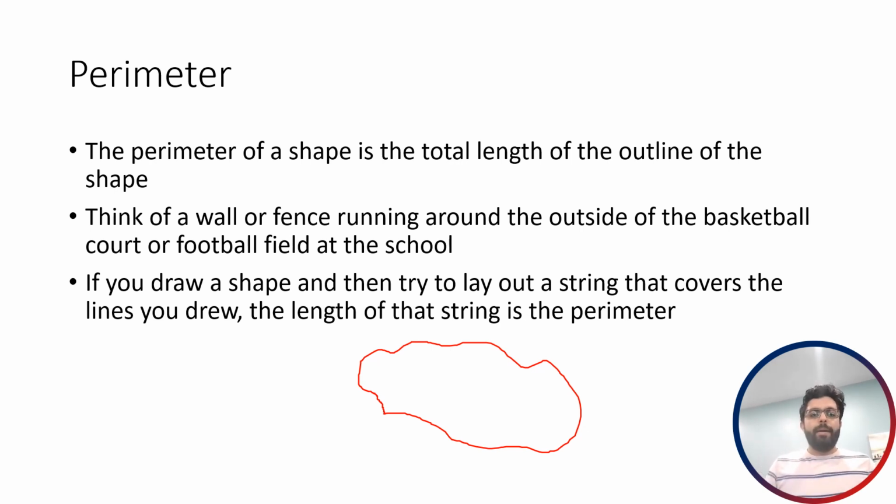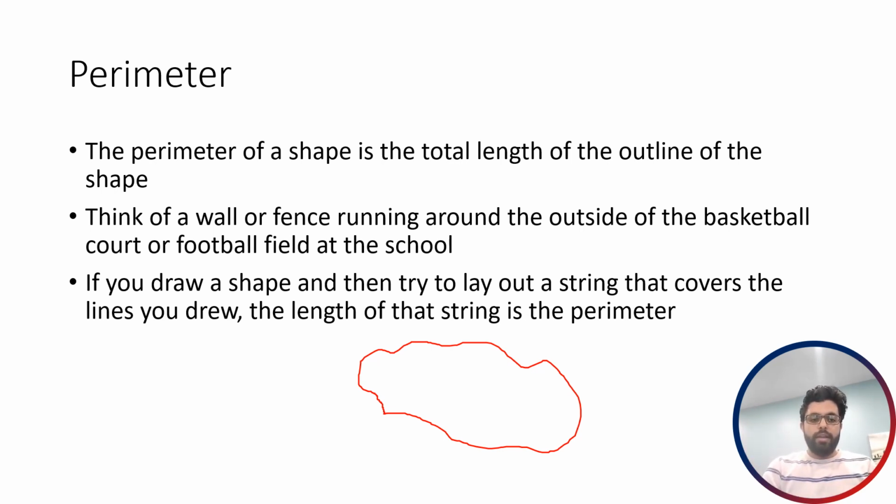So perimeter is basically just how much distance do I have to cover to complete one loop of this shape. You could think of it as, for instance, a wall or a fence that runs around the outside of the basketball court or the field at the school. Or you could think of it as, you're going for a walk around a certain part of a park, and you want to do a perfect lap. The park's not got a perfect rectangular shape like a football field, but maybe there are some trees and you're just following the road that goes around it, right?